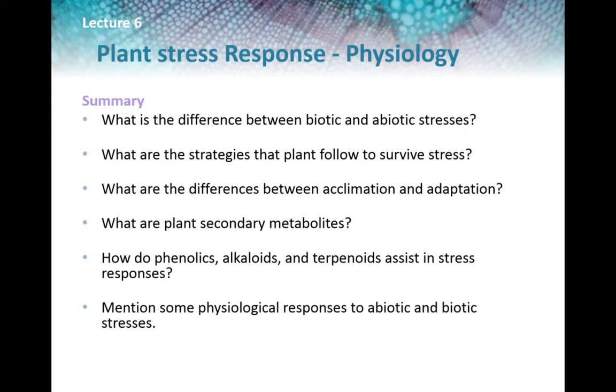By the end of this lecture, you should know the answers to the following questions. What is the difference between biotic and abiotic stresses? What are the strategies that plants follow to survive stress? What are the differences between acclimation and adaptation? What are plant secondary metabolites? And how do phenolics, alkaloids, and terpenoids assist in stress responses? Mention some physiological responses to abiotic and biotic stresses. Thank you, and we'll see you in the next lecture.